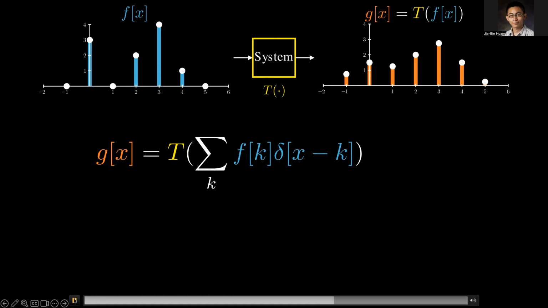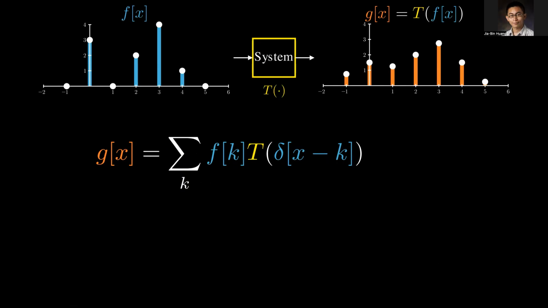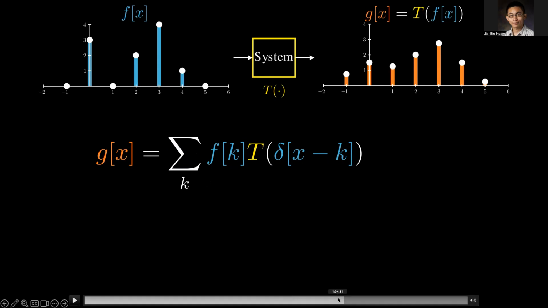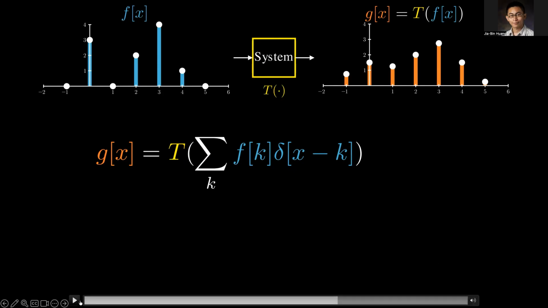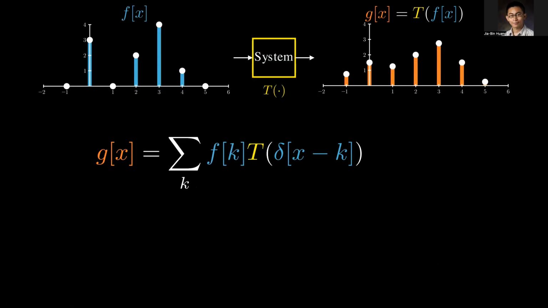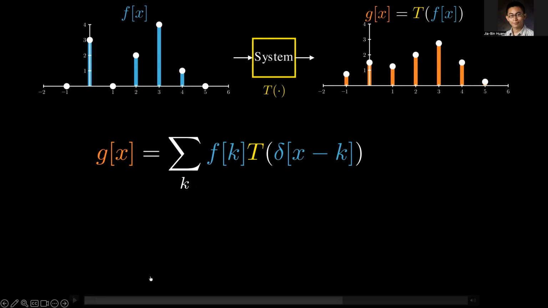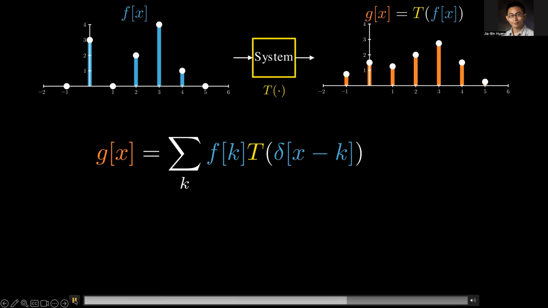But what's interesting here is that scale k is just a scaling. I'm taking this function x, and because of the linearity of this function T, I can move this function inside. This is just a linearity property. So this is cool.